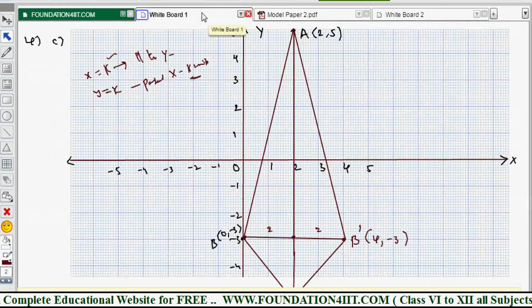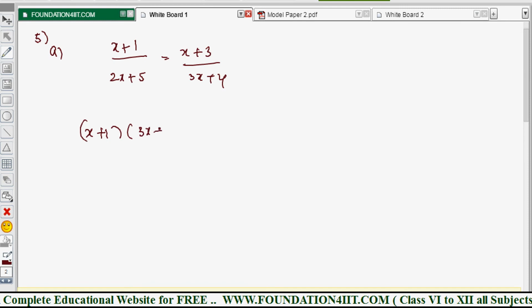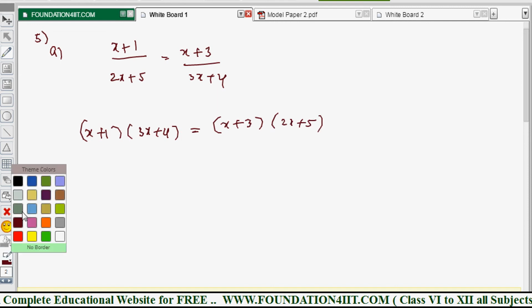So the given question is this. The equation is (x + 1)/(2x + 5) = (x + 3)/(3x + 4), up to two significant figures. So let us find the quadratic equation first by cross multiplication. That is (x + 1)(3x + 4) = (x + 3)(2x + 5). Okay, this step is by doing cross multiplication.